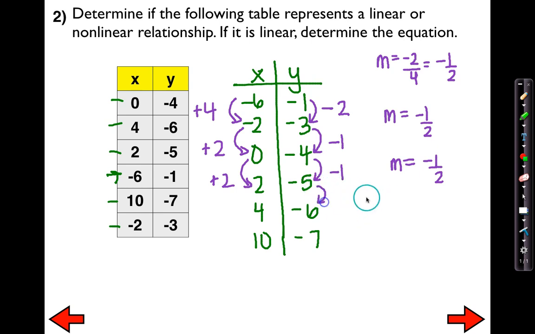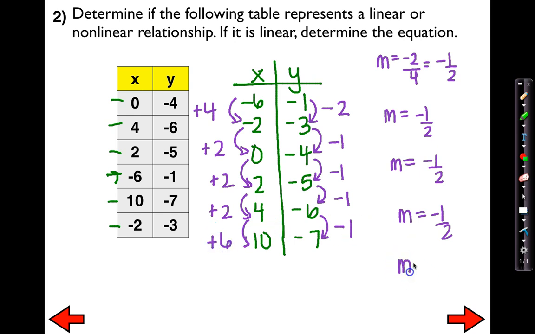From -5 to -6, we are subtracting 1. From 2 to 4, we are adding 2. So the slope is -1/2. Last but not least, deciding factor, from -6 to -7, we are subtracting 1. From 4 to 10, we're adding 6. So here, the slope is going to be -1/6.